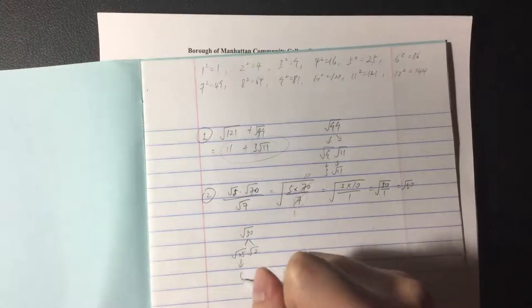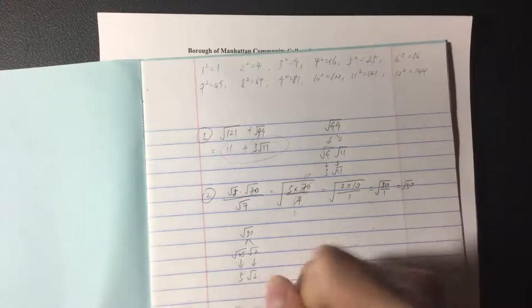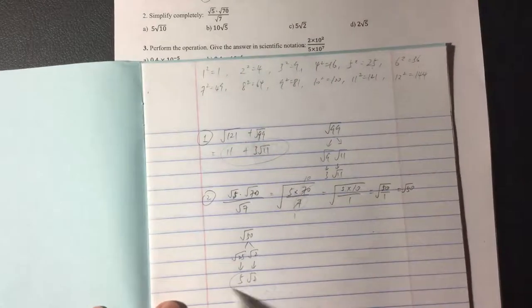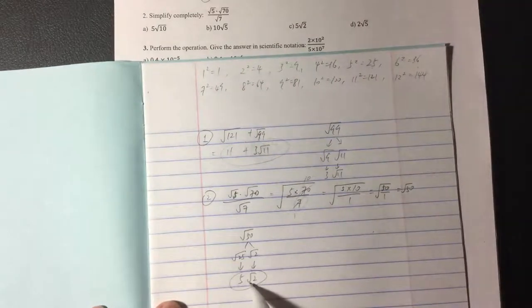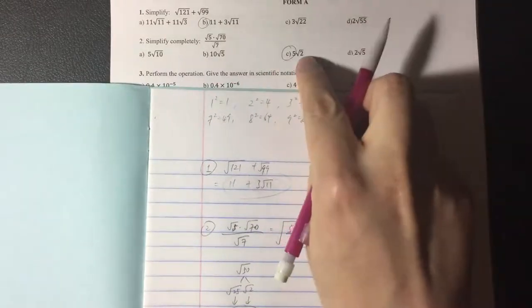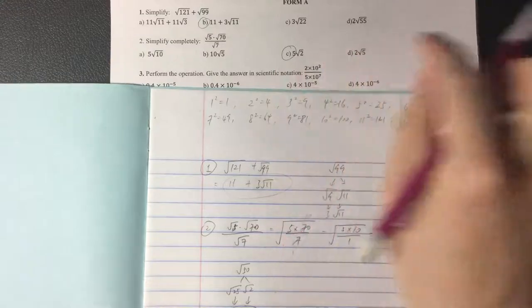Square root of 25 is 5. Square root of 2 stays the same. It cannot be reduced. So the final answer is 5 square root of 2, which is part C.